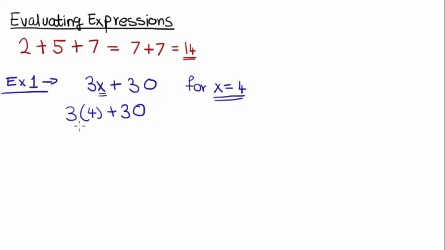We have turned a variable expression into a numerical expression now, and we know how to solve these numerical expressions using the order of operations that we learned. So 3 times 4 will give me a 12, and 12 plus 30 will give me 42. So my final answer of what 3x plus 30 is equal to when x is equal to 4 is 42. This is what I mean when I say evaluating expressions. Now let's do a few more examples.